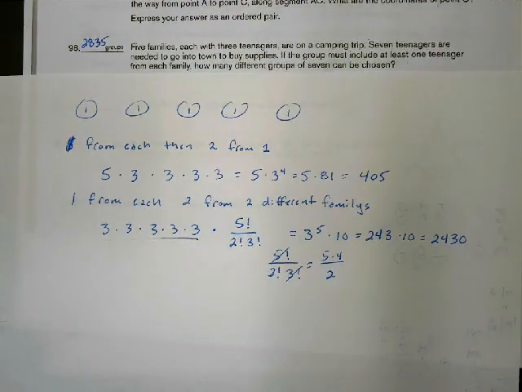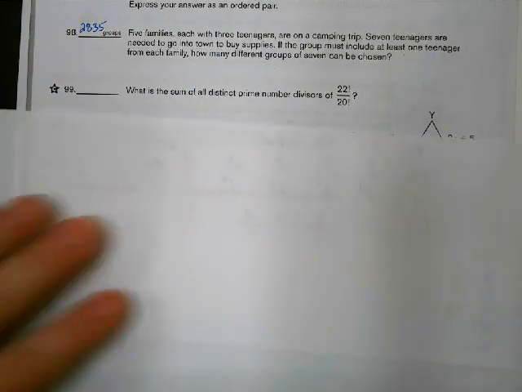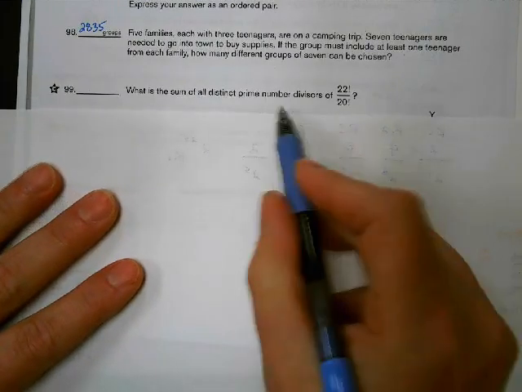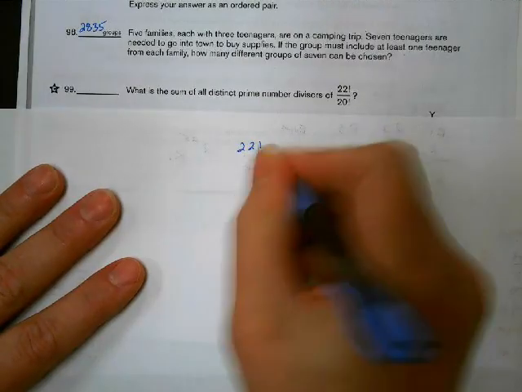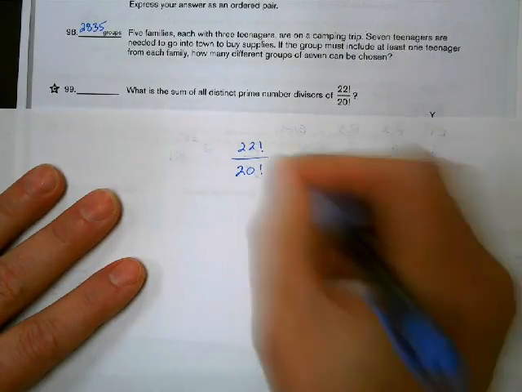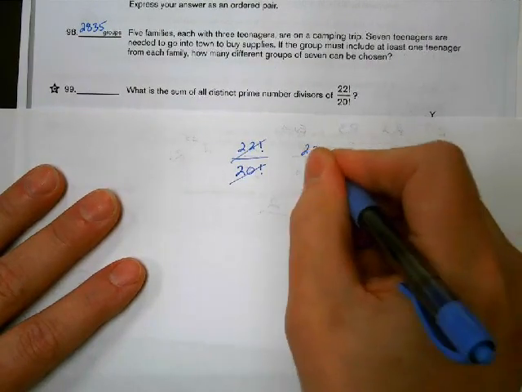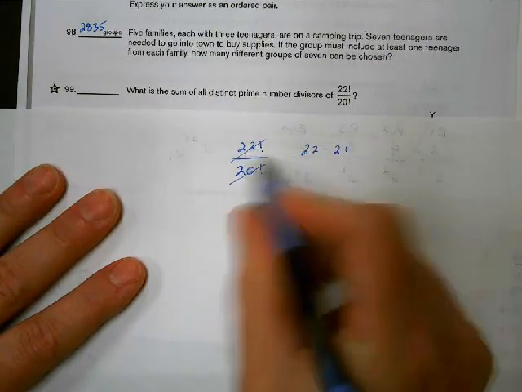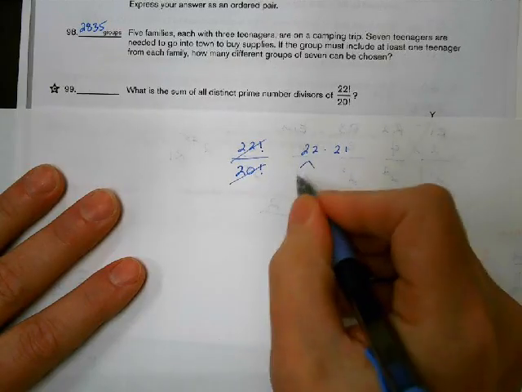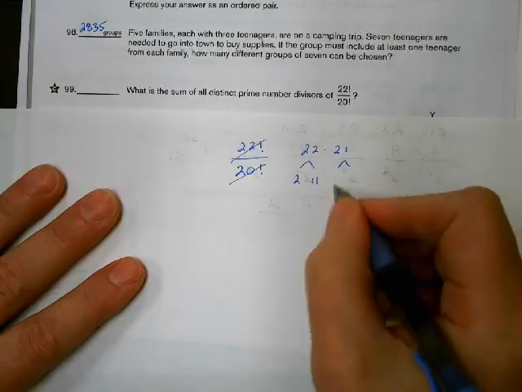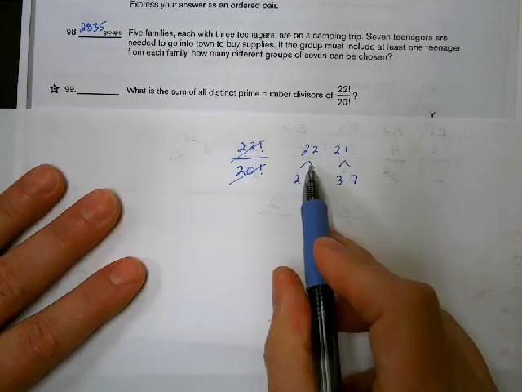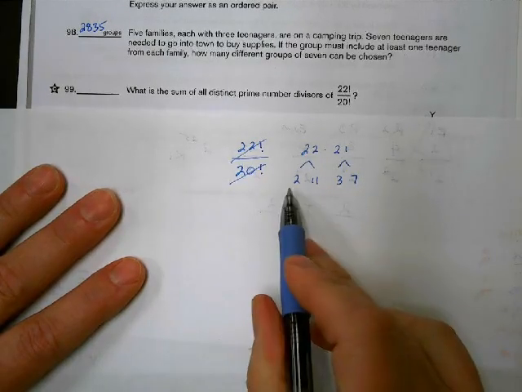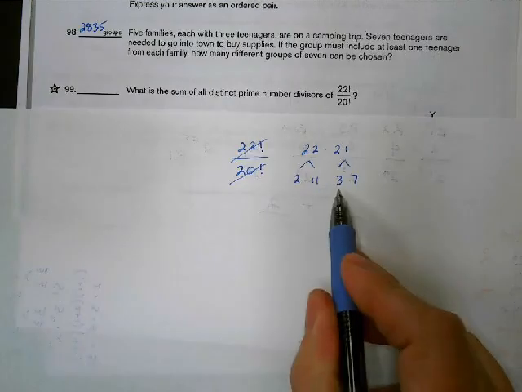These are easy. All right, what's the sum of the distinct prime number divisors of 22 factorial over 20 factorial? Pretty simple one. So we would reduce this. We'd get 22 times 21 after reducing. 22 is 2 times 11. 21 is 3 times 7. So there are 4 prime factors of this, and we just add them together. 2 plus 11 is 13, plus 3 is 16, plus 7 is 23. That's our answer.